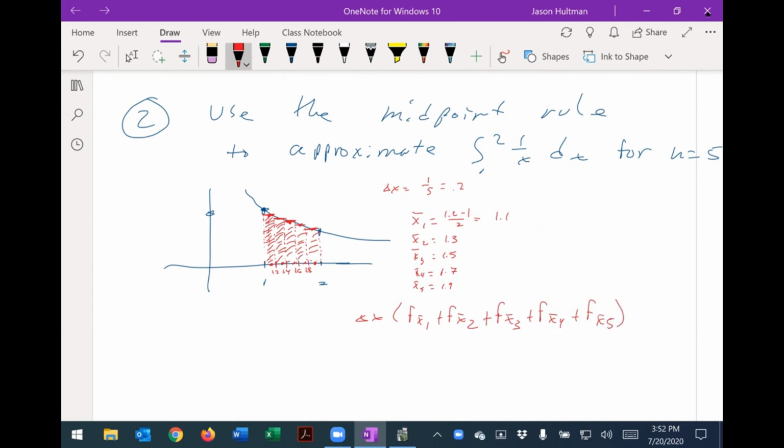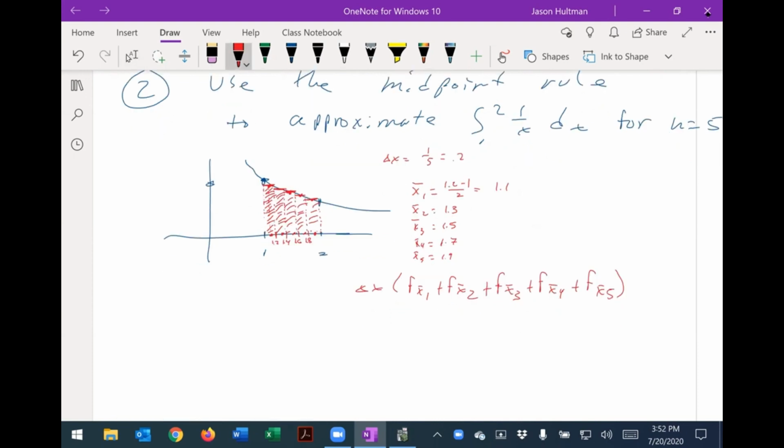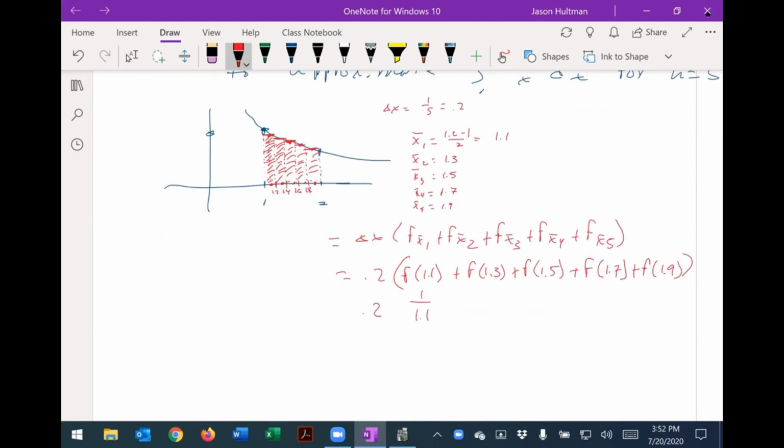So if we're going to use these, then this is going to be f of 1.1 plus f of 1.3 plus f of 1.5 plus f of 1.7 plus f of 1.9, times delta x. And delta x was 0.2. So this is going to be 0.2 times 1 over 1.1 plus 1 over 1.3 plus 1 over 1.5 plus 1 over 1.7 plus 1 over 1.9.